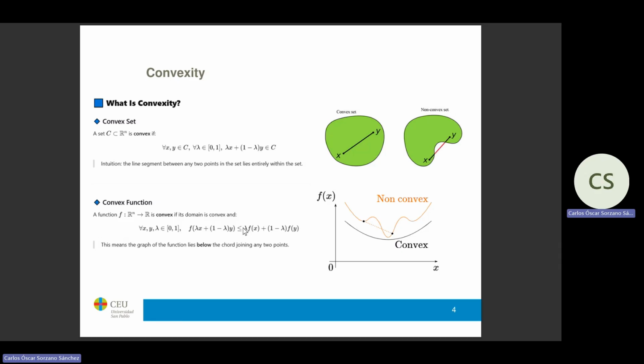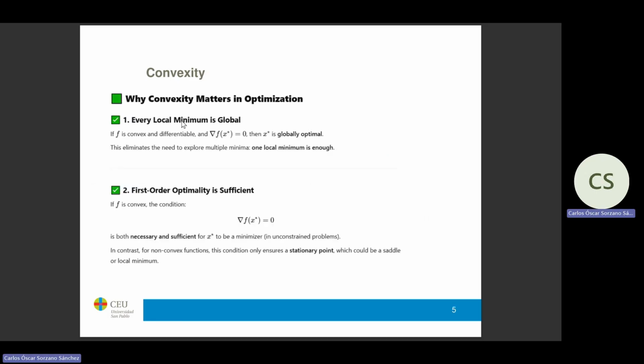Okay, so any question up to here? No? Convex functions? Is it the first time you find convex functions? But probably not for you. No? Okay, good. Then, why is convexity important?